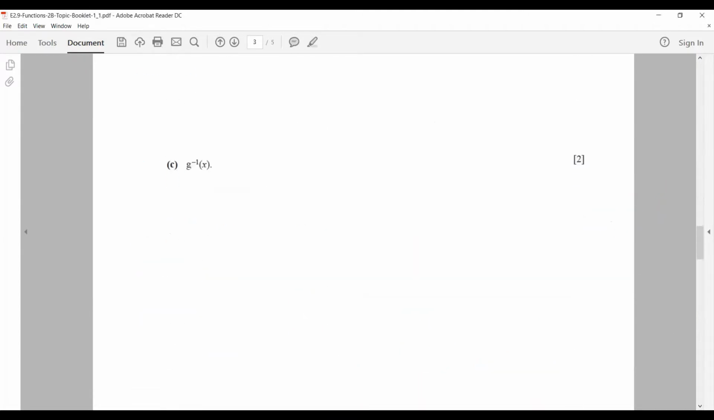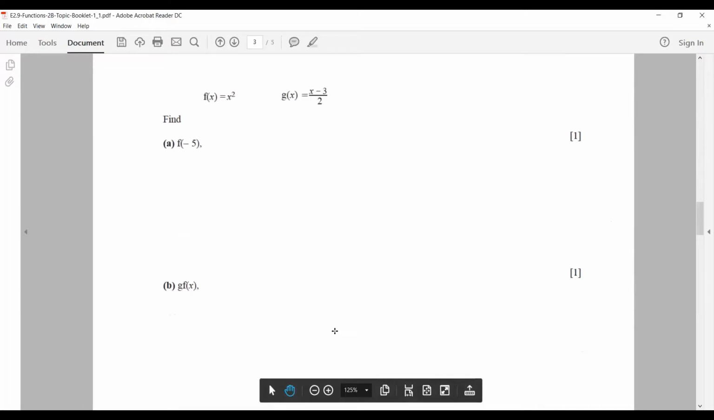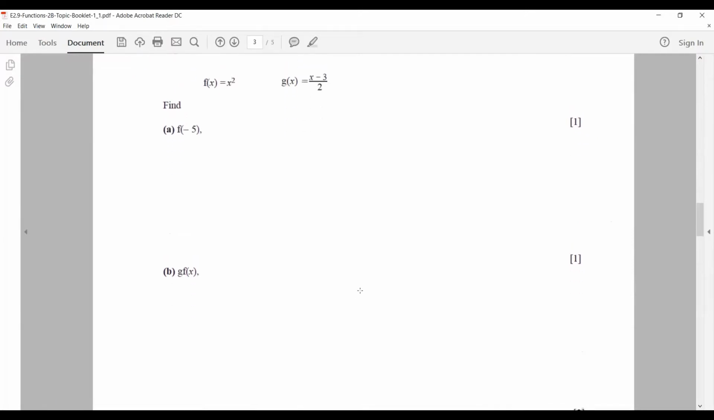The next question, because this is also a past year paper question: f of x is defined as x squared, g of x is defined as (x minus 3) over 2. So this is quite an easy question. I think everyone can answer that. You just have to replace x with -5. So the answer is -5 raised to the power of 2, which is 25, right?